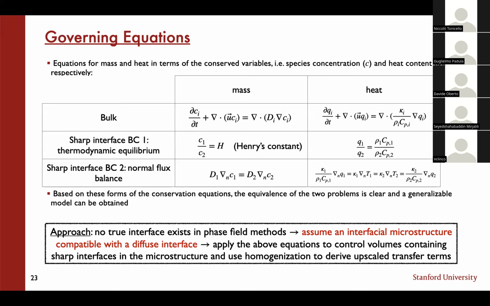And so the idea here in this paper was, it's kind of a bizarre idea. We essentially assume that the diffused interface is basically built of an interfacial microstructure, right? So when you zoom in, you basically have a sharp interface microstructure, and applying the sharp interface equations to a microstructure, we can homogenize to derive the diffuse interface relationships, right? So it's an interesting idea to derive upscaled transfer terms.